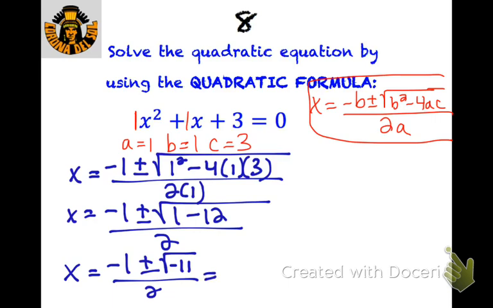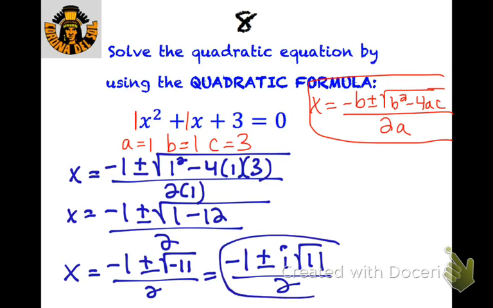We can't really take the square root of 11 anyways, but we can deal with the negative under the radical. So we just use our imaginary unit. We say negative 1 plus and minus i square root of 11 divided by 2. That's our best answer. Those are 2 good solutions. They're imaginary solutions, but they're 2 good solutions.